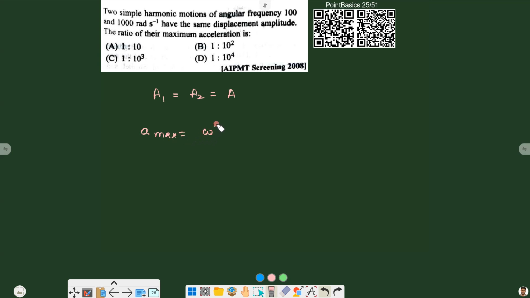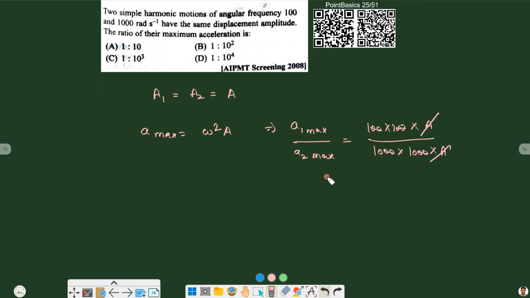is given by omega square into A. So A1 max by A2 max will be omega 1 square, omega 1 is 100, so 100 into 100 into amplitude A. Both of these have the same amplitude. For the second, omega is 1000 into 1000 into A. So these two get cancelled and these two zeros get cancelled. So the ratio we will get is 1 by 100, or 1 ratio 10 raised to power 2. That is option B.